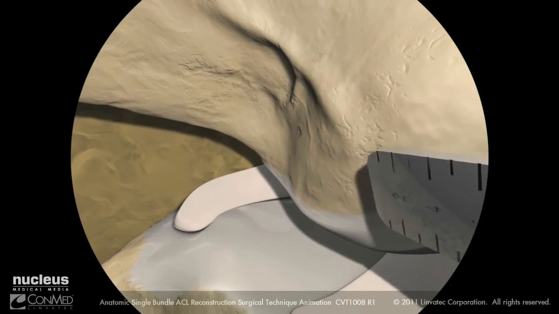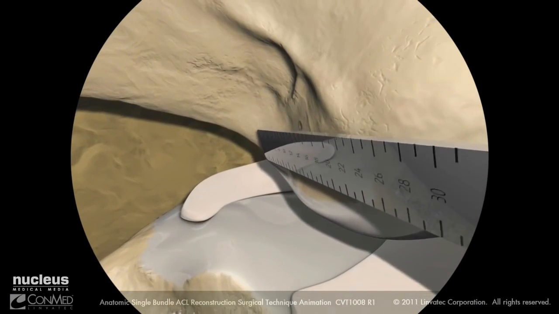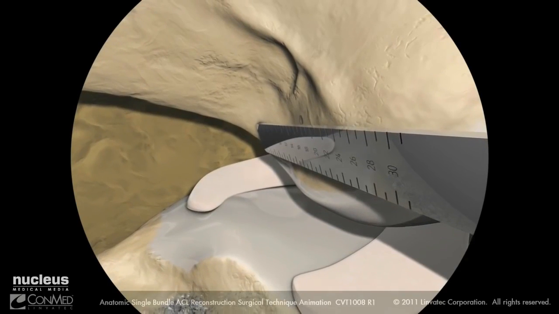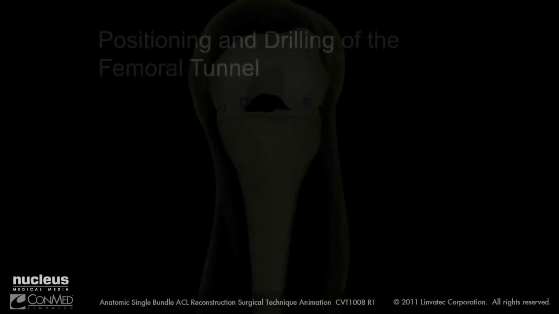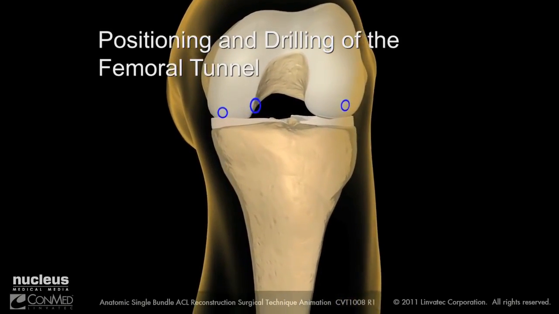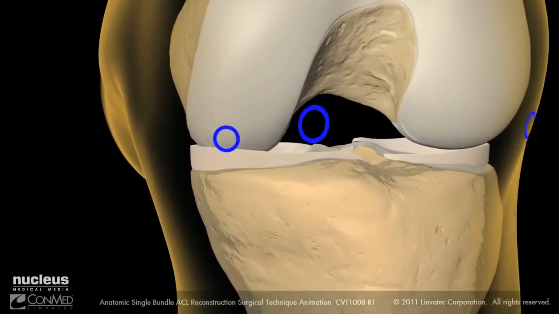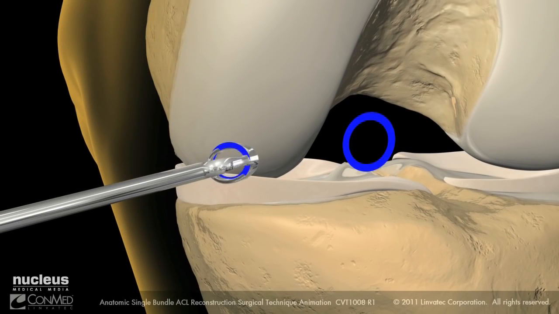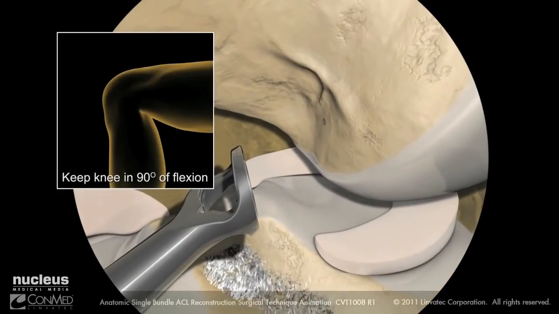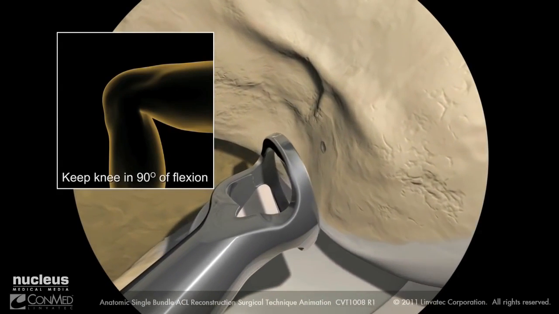Once marked, use the bullseye native footprint ruler to assess the footprint of the native ACL stump. With the ACL footprint identified and the center marked, insert the bullseye femoral footprint guide into the accessory anteromedial portal with the knee flexed at 90 degrees. Place the guide at the center of the ACL footprint.